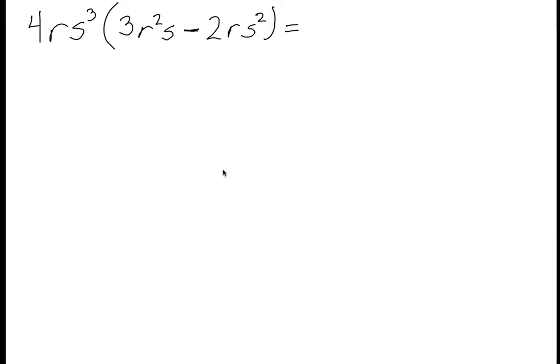These are just review problems of things from the beginning of the chapter that will help us get ready for the test. So we're going to start with 4r times s cubed times the quantity 3r squared s minus 2rs squared, and we want to simplify that. Now, what simplify means here is a little vague. What I mean by it is we want to get rid of the parentheses. Let's eliminate parentheses from this expression.